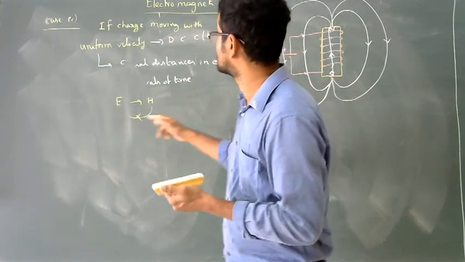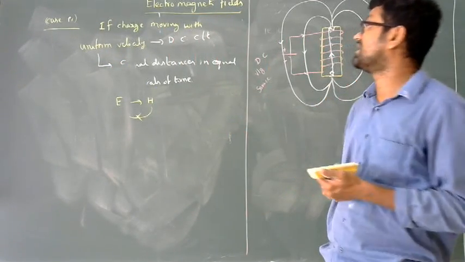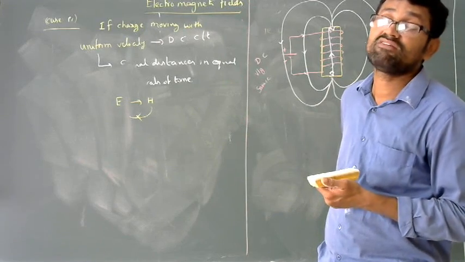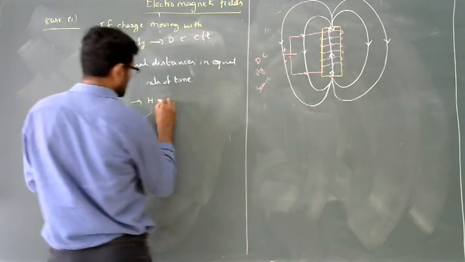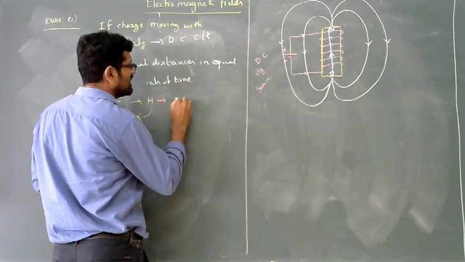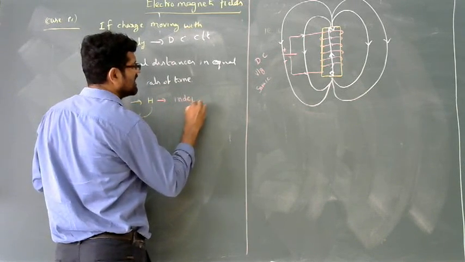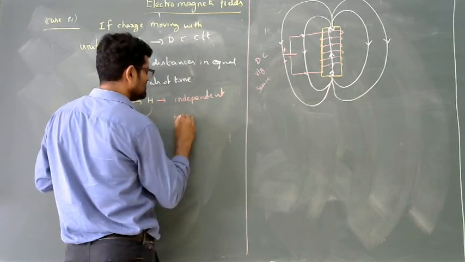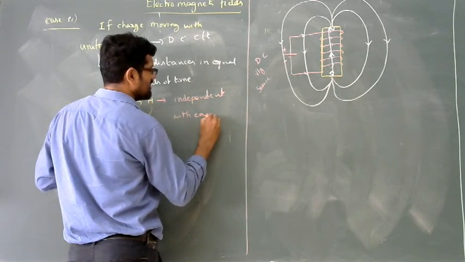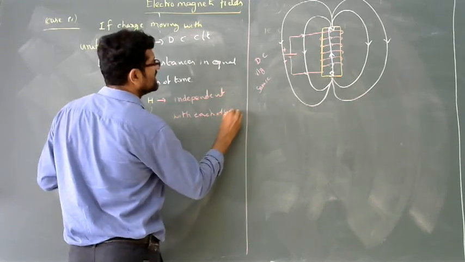So here what we have to study is the electric field and the magnetic field. The electric field will depend on the magnetic field, but the magnetic field is independent of the electric field. We can say here both are independent of each other. We can say that in case 1.